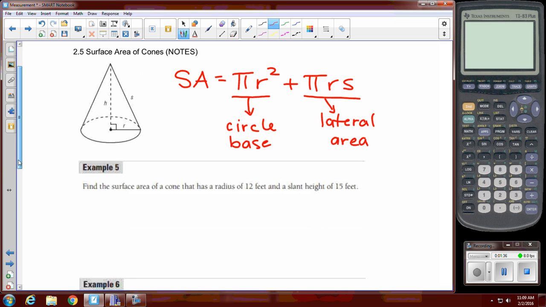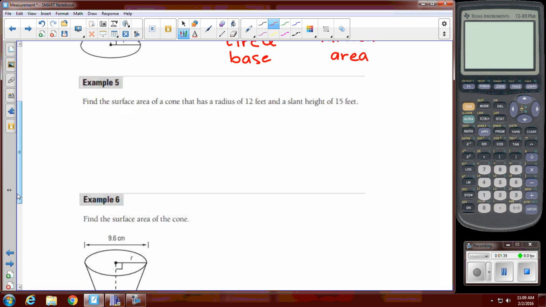So let's read the first question and see what's going on. Let's find the surface area of a cone that has a radius of 12 feet and a slant height of 15 feet. So you probably want to start this with just a simple diagram. To draw a cone, we've got the circular base. Try to draw the circle that we don't see.